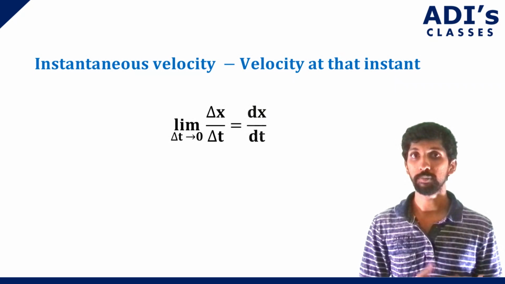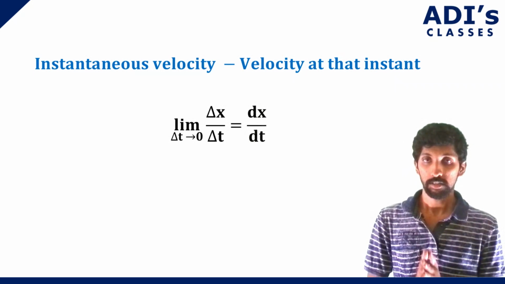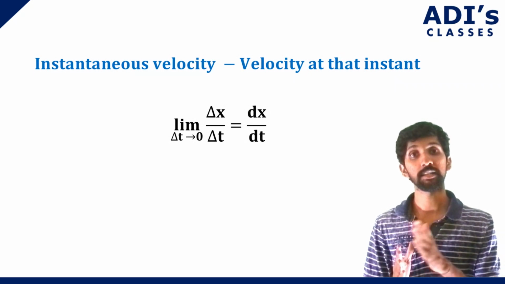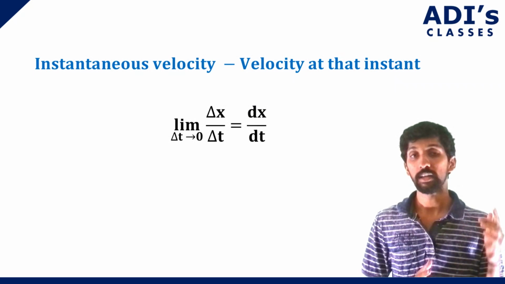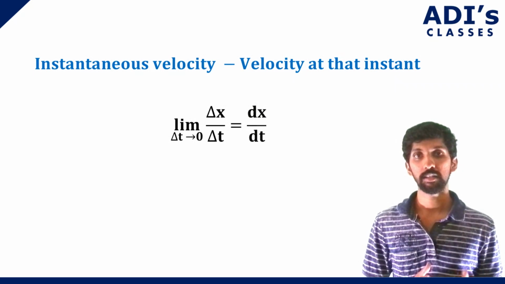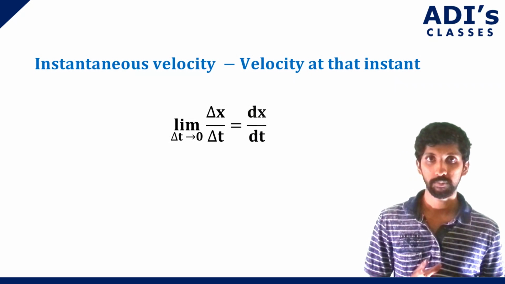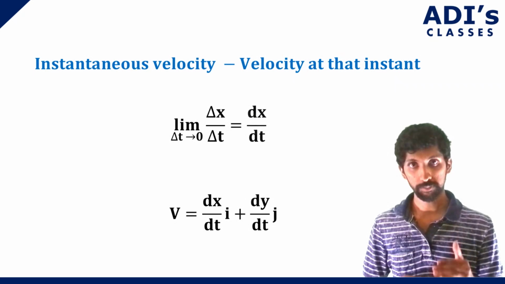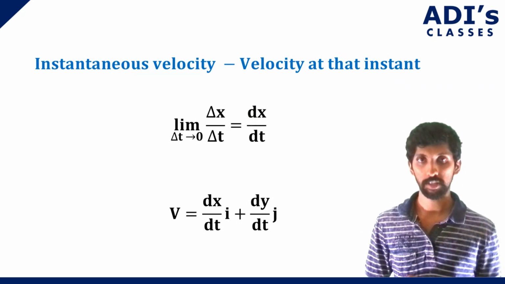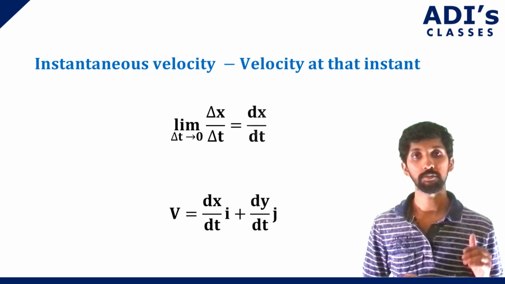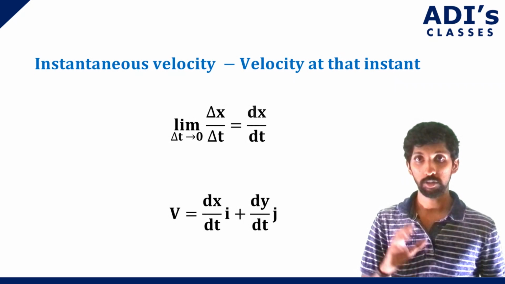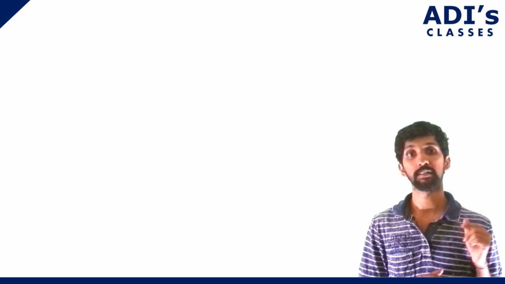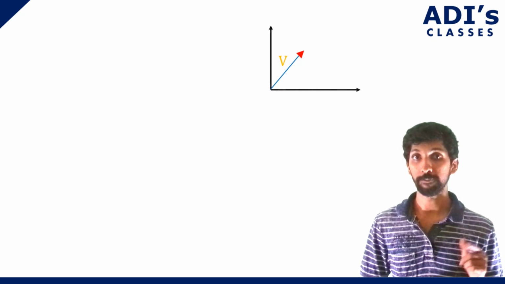Differentiation you will be learning this year and next year. As of now, just know that as the limit as delta t tends to 0, delta x by delta t becomes dx by dt. So my velocity v becomes dx by dt into i cap plus dy by dt into j cap. So dx by dt is Vx and dy by dt is Vy.